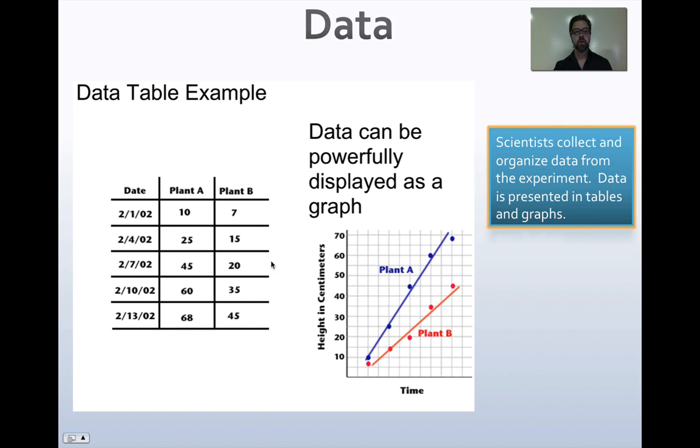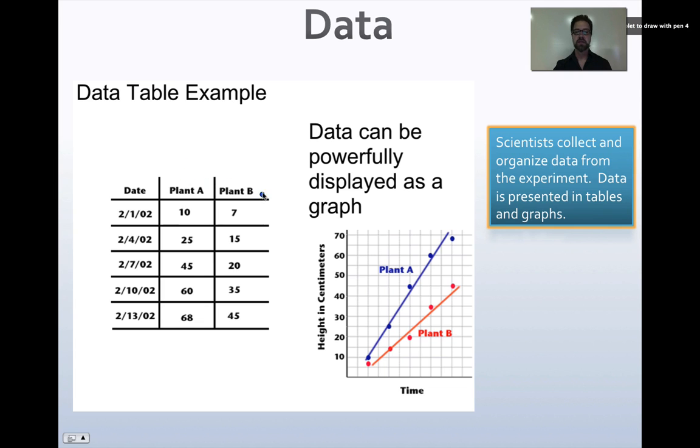During our experiment, of course, we take data. And data is usually thrown into some kind of organized chart. As we can see here, this is a very nice data table, very simple. Here is the date of data collection. And you can see that every 3 days, it seems like data is being collected. And here, it leaves a little bit of information out that would be nice, like what unit they're measuring in.